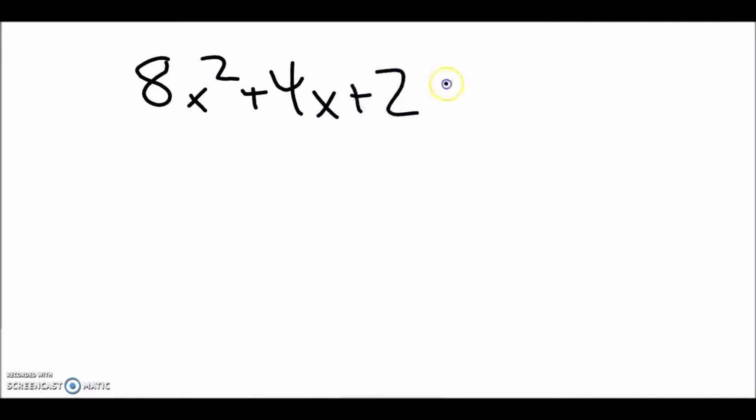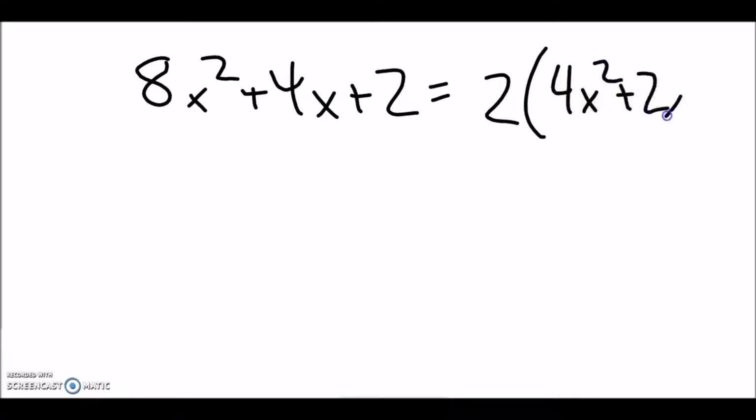Other GCF examples, if we have something like 8x squared plus 4x plus 2, we should see that we can pull a 2 out in front. 4x squared plus 2x plus 1 in parentheses. They can be a little bit more complicated.